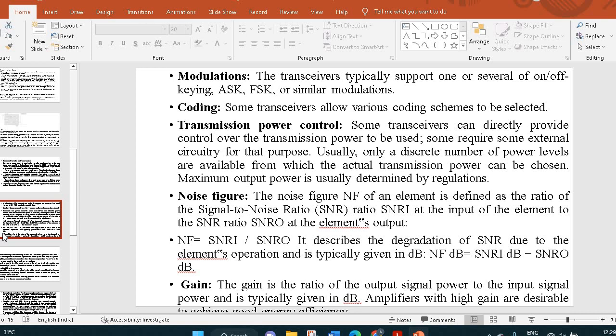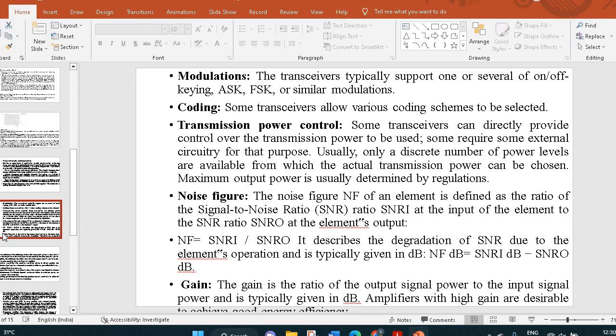Coding. Some transceivers allow various coding schemes to be selected. Transmission power control. Some transceivers can directly provide control over the transmission power to be used. Some require some external circuitry for the purpose.